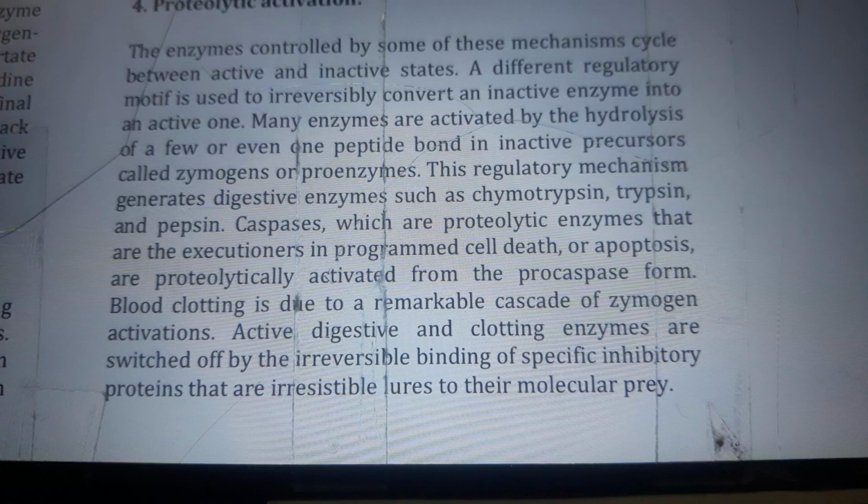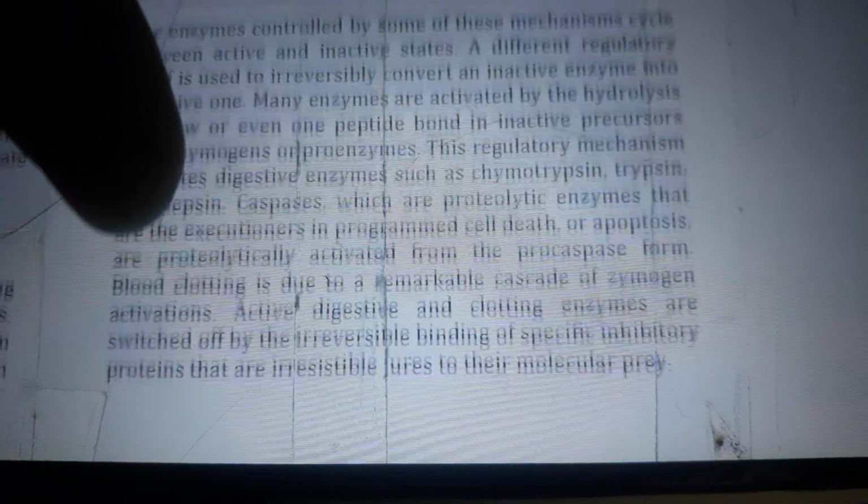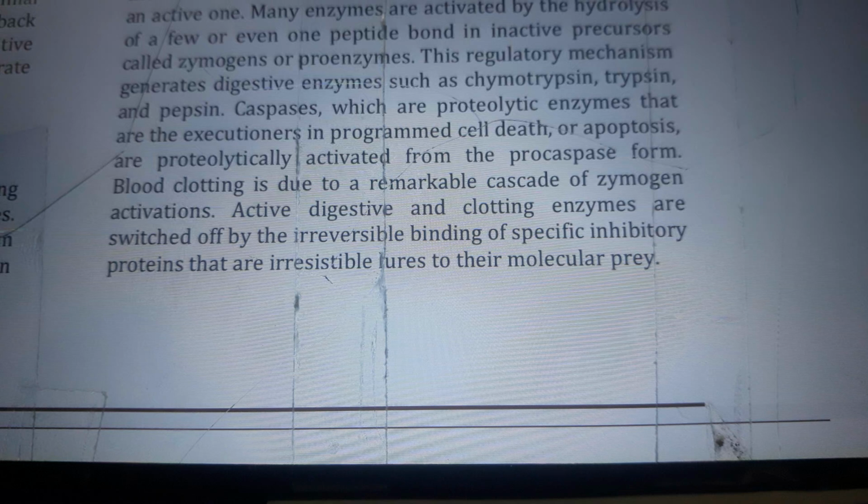Proteolytic activation. The enzymes controlled by some of these mechanisms cycle between active and inactive states. A different regulatory motif is used to irreversibly convert an inactive enzyme into an active one. Many enzymes are activated by the hydrolysis of a few or even one peptide bond in inactive precursors called zymogens or proenzymes. This regulatory mechanism generates digestive enzymes such as chymotrypsin, trypsin, and pepsin. Caspases, which are proteolytic enzymes that are the executioners in programmed cell death, or apoptosis, are proteolytically activated from the procaspase form.